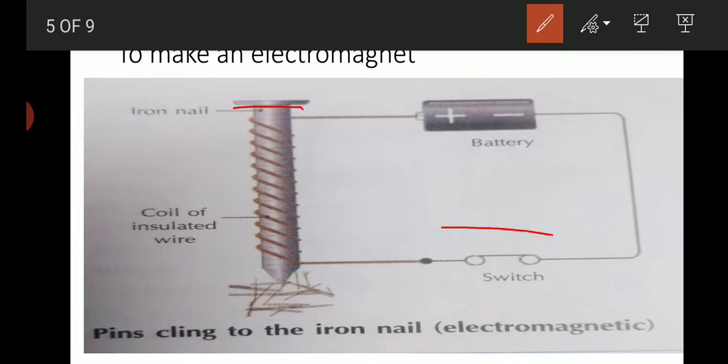Magnetism of electromagnet lasts only till the current passes through the coil. Now let's understand with the help of an activity.